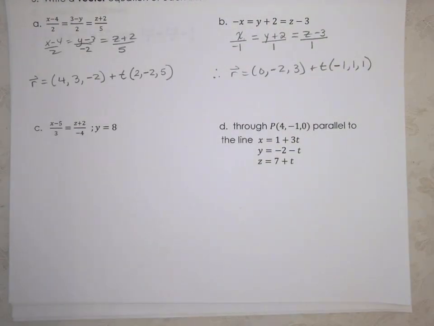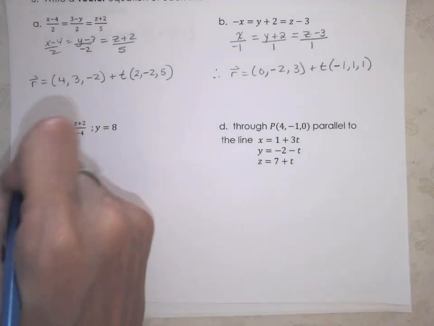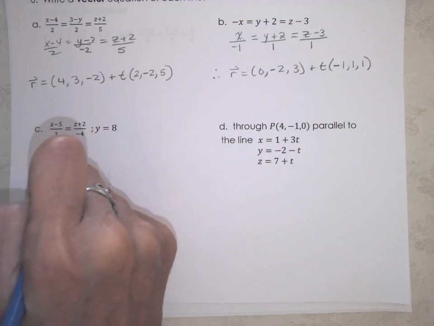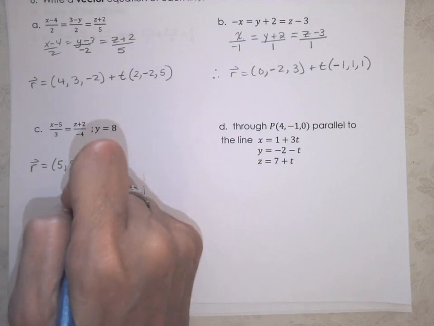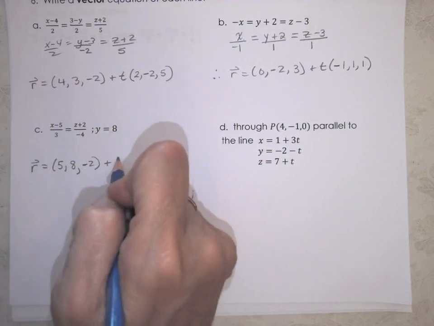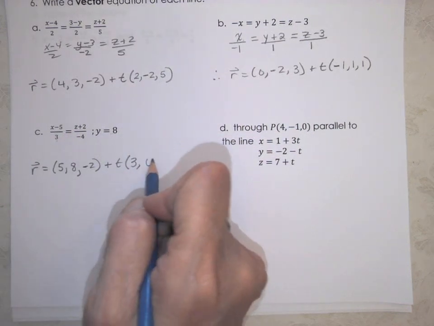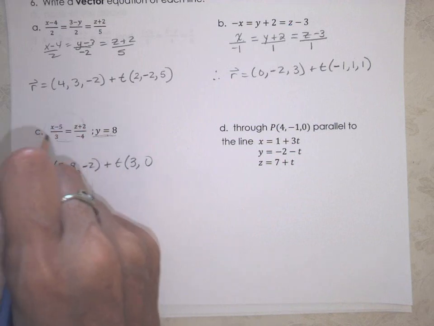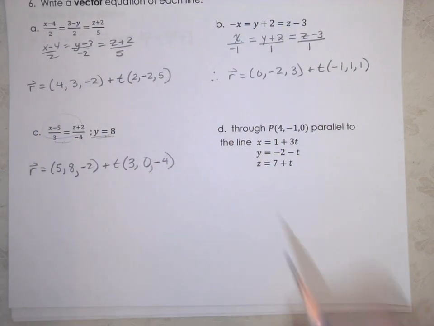Next question, again, we're given symmetric form. This is an example where one of our direction numbers was 0, so be careful here where we're finding our point. It's going to be (5, 8, -2), where y is always equal to 8, plus t times our direction vector, which is (3, 0, -4), with 0 for y, because y is after the semicolon over here and not part of the symmetric part.